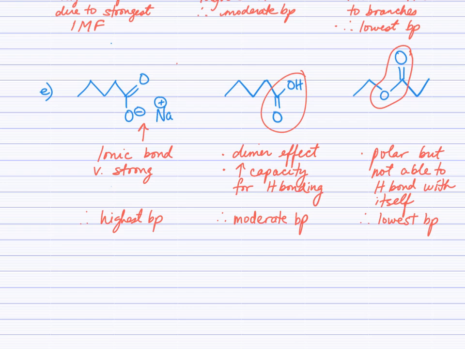I've circled the functional group here, and you may recall that this functional group experiences the dimer effect, which is an increased capacity for hydrogen bonding, which is going to raise the boiling point. Will it raise it higher than the ionic attraction? No. So we'll always classify the ionic attraction to be stronger than even the dimer effect here. And the far molecule on the right is certainly polar, but it's not able to hydrogen bond with itself. There is no hydrogen directly bonded to an oxygen, and so it can't be susceptible to attraction from another molecule.